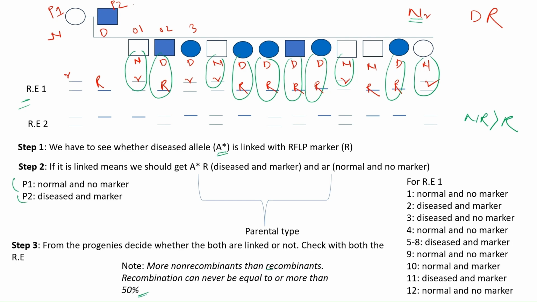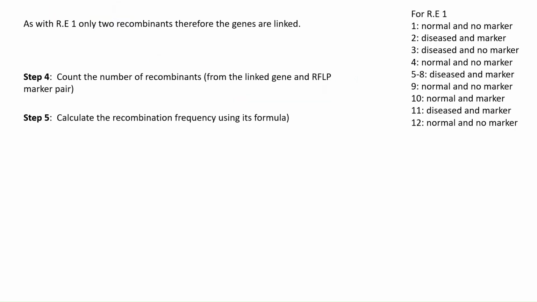Correct? This is the parental type 1. Now, after that, with restriction enzyme 2, we found 2 recombinants, the rest are all non-recombinants. So as I said, the genes are linked. For restriction enzyme 2, you have to find it out. Now, we have to count the number of recombinants. So out of 12, how many recombinants did we get? 2. Fifth step, you have to calculate the recombination frequency because you have to find the map distance.